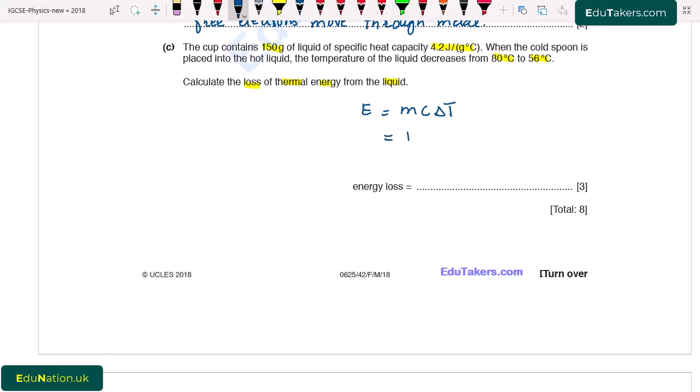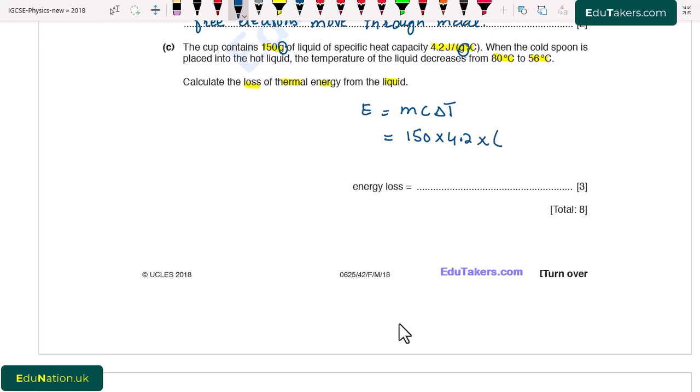So the mass is given, 150 gram, multiplied by C, that is 4.2. We can see here the unit of mass is gram, and here it is also gram. That's why we don't convert this gram into kilogram. Both are the same units in specific heat capacity and mass.